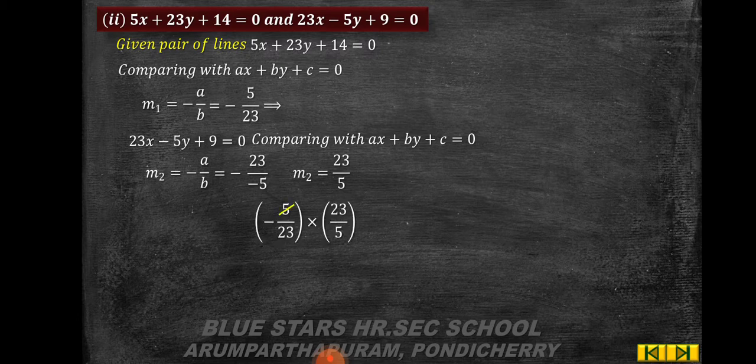So here for the two lines, m1 value is minus 5 by 23 and m2 value is 23 by 5. So the slope m1 is minus 1 by m and the slope m2 is m. If we multiply m1 cross m2, you get the value as minus 1, because 5 gets cancelled, 23 gets cancelled, and you get the value as minus 1. Therefore, m1 cross m2 is equal to minus 1. Obviously, the two given lines are perpendicular.